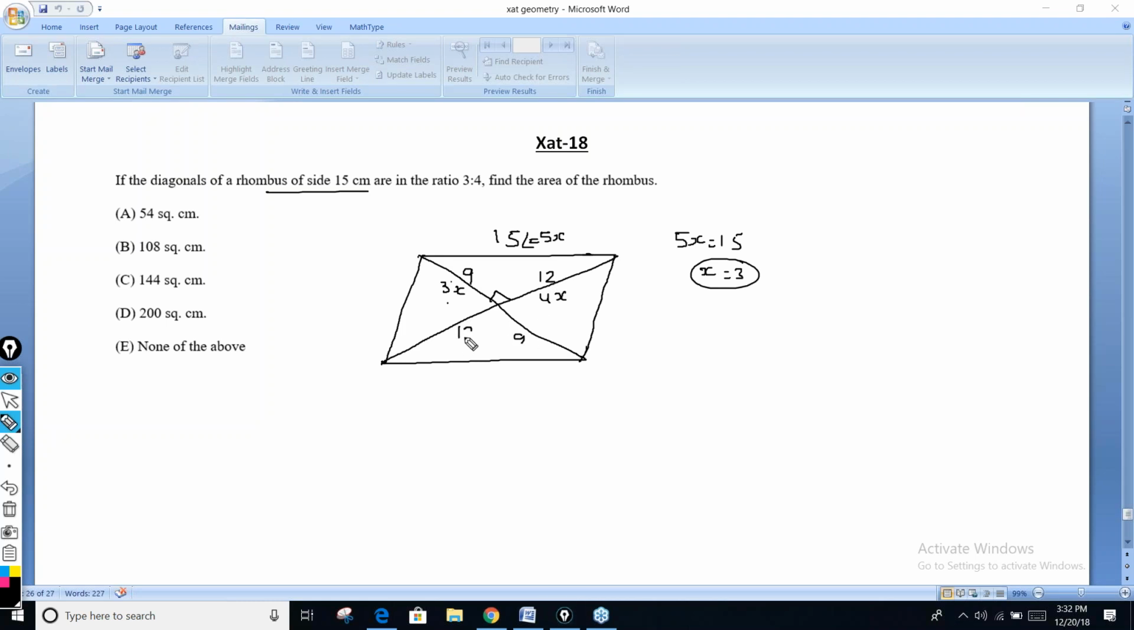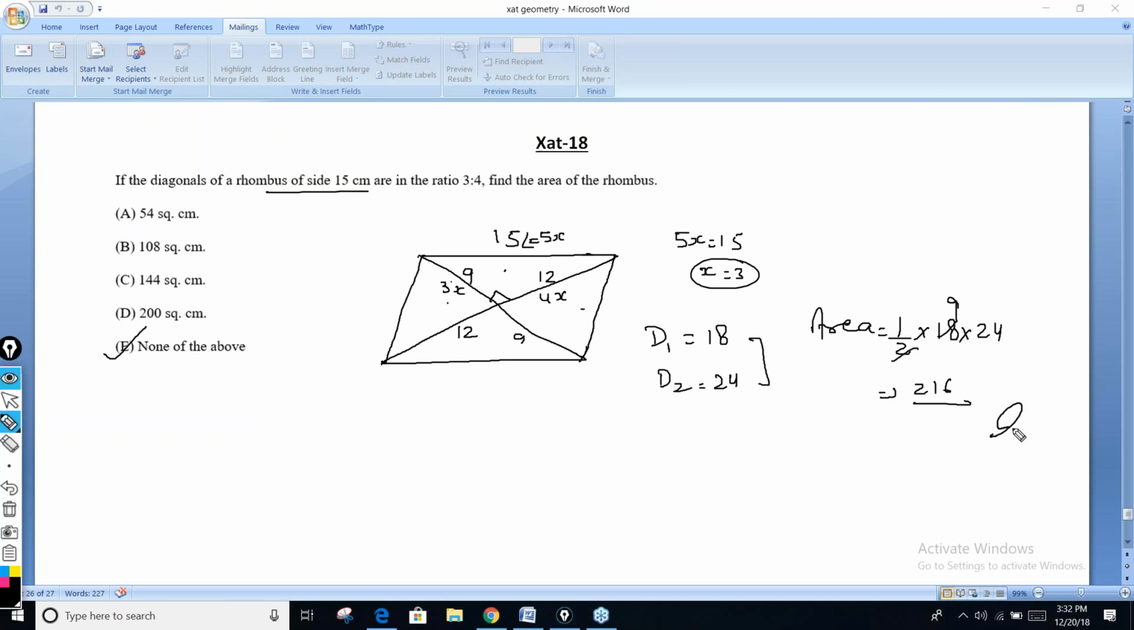So x is 3. If x is 3, this part will be 9, this part will be 12. So the diagonals d1 and d2 are 18 and 24. So what is the area? Area is half d1 into d2, or you could find the area of 4 triangles. But obviously half d1 into d2 is easy. So 9 into 24, answer comes out to be 216. That was a very easy question. None of the above is the correct answer.